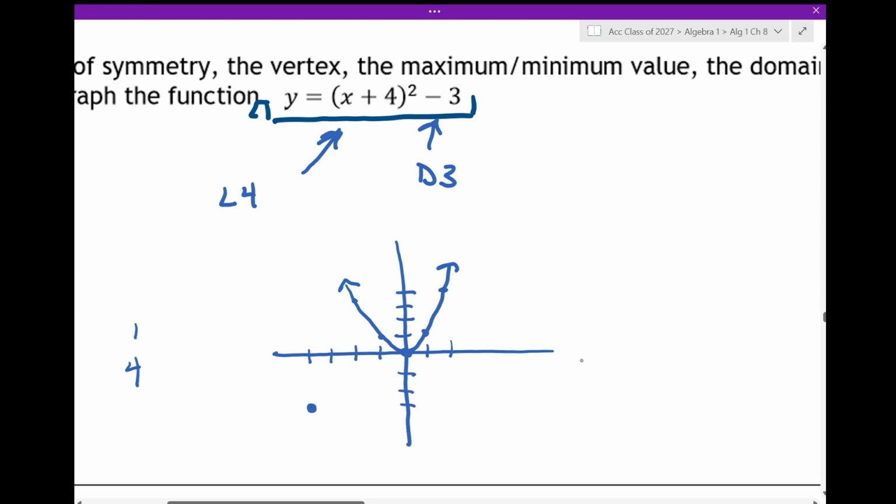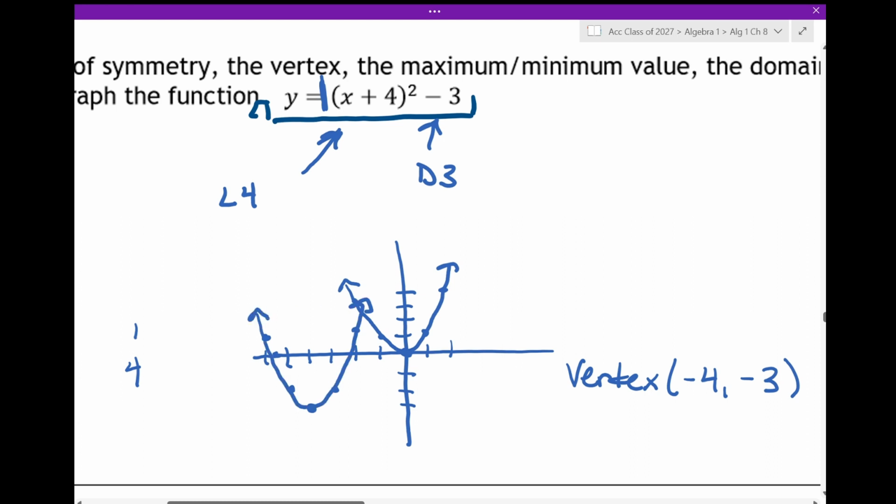Our vertex is at -4, -3. Now we use the numbers 1 and 4. So we look at right in front, there's a 1 there, an understood 1. So there's no stretching or shrinking. It just is the same as the parent. We can go up 1 over 1 in both directions, to right there, and then up 4 over 2. And that puts us right there and right there. Now we just draw in our curve.